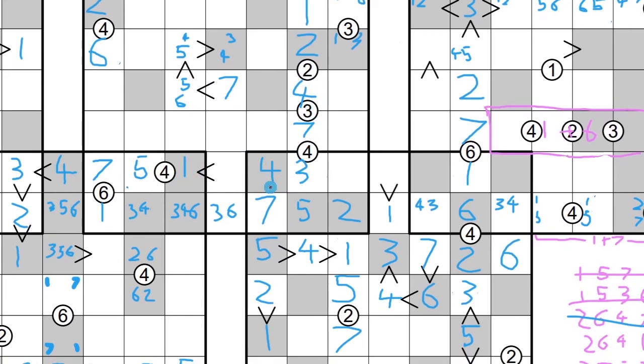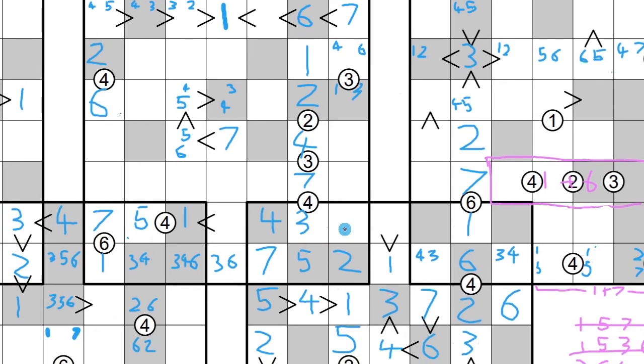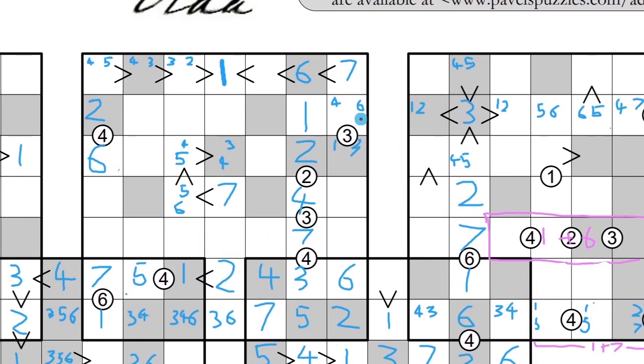1, 2, 2 and 6. Well, 2 can't go there because of this. So 2. Oh, I'm not making mistakes, right? And 6, yes. 1, 2, 3, 4, 5, 6. That's a 2. That's a 6. That goes there. So that's a 4.